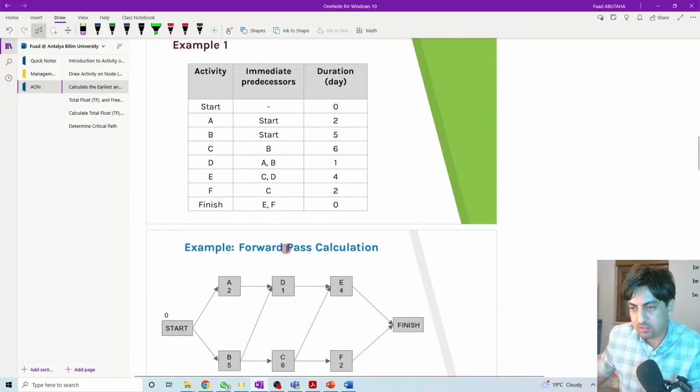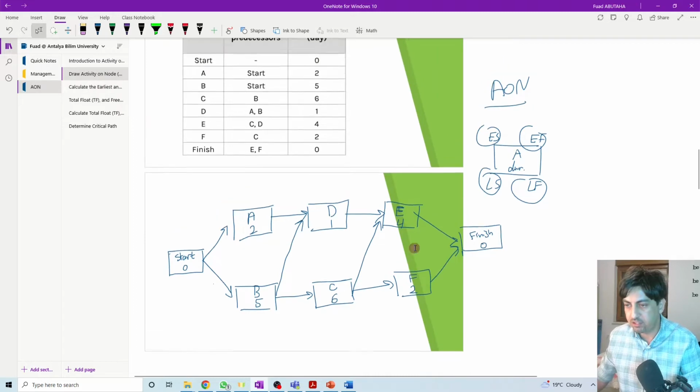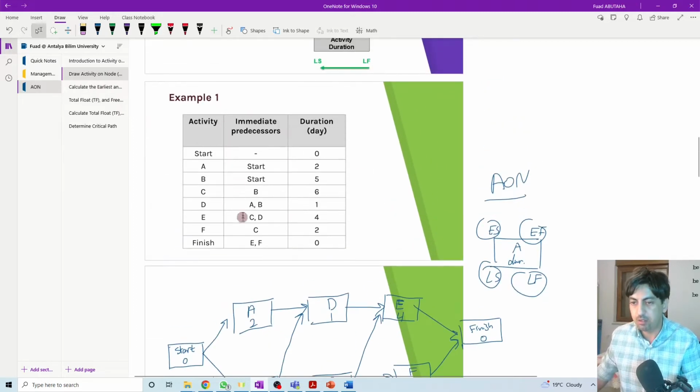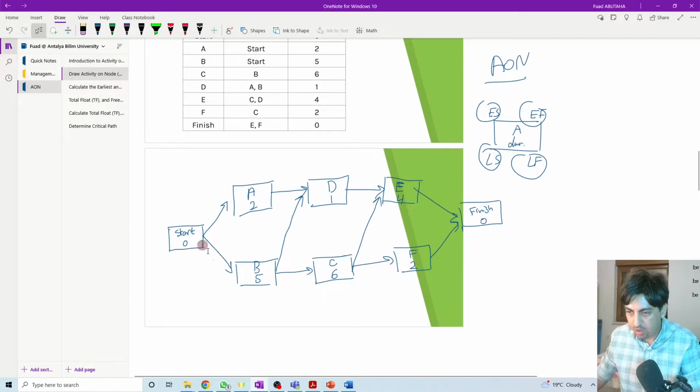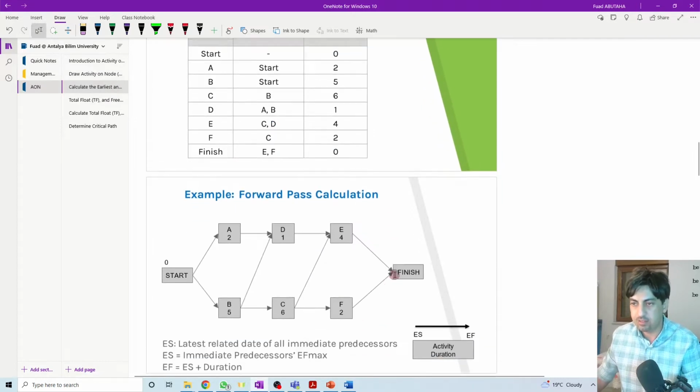In this session, we will start calculating the earliest and the latest time. In the previous session, we had this example, a list of activities, predecessor and duration, and he asked us to draw the network diagram using activity on node, and this is how we draw it. Now, after drawing, we start calculating the earliest and the latest time.